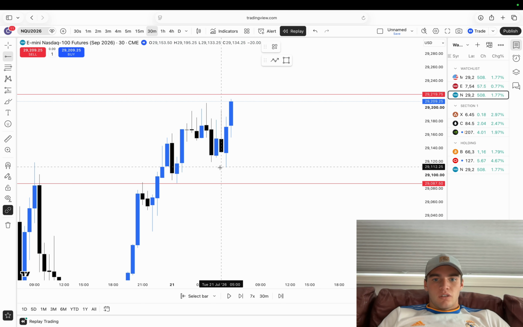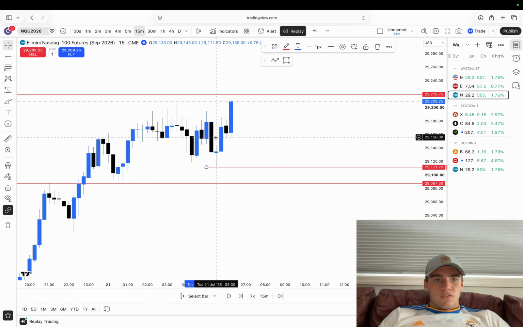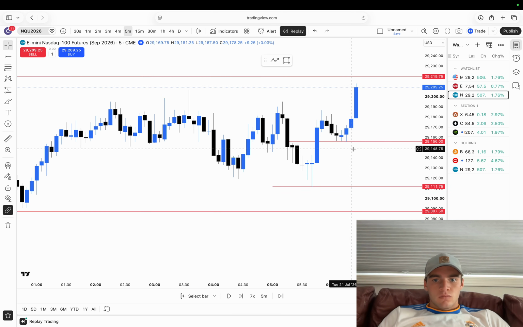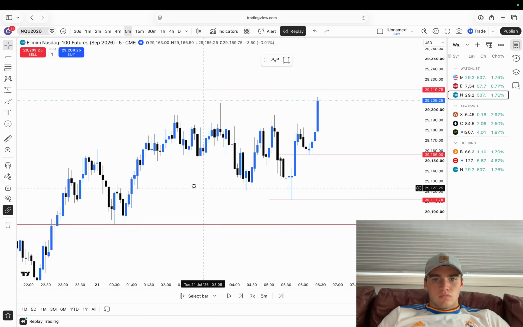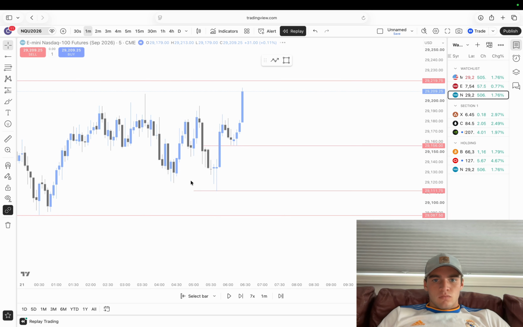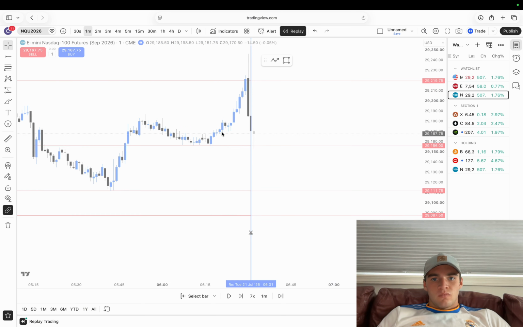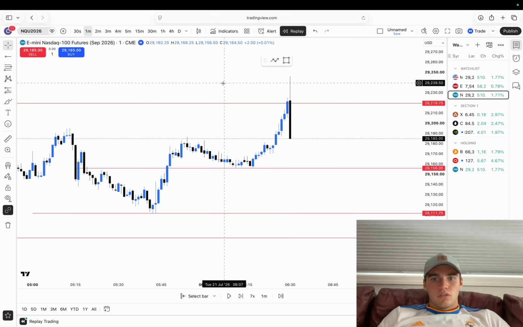We had these 30-minute intermediate lows as well, and a 15-minute gap. So market opens. We immediately hit this daily gap. In fact, we hit it before market open.